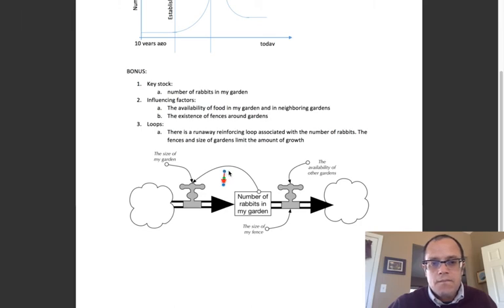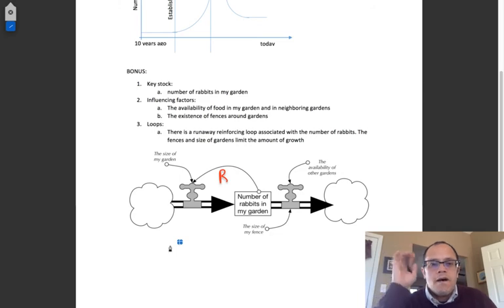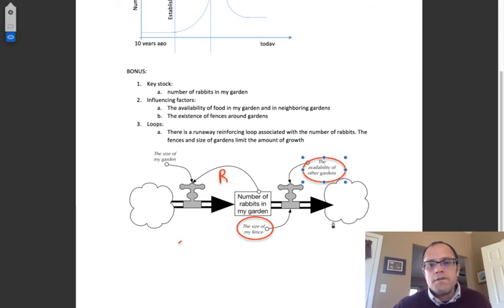So I'll make it, oops. Label that as such. And you can see the various influences on the diagram too. The size of the fence matters. The relative availability of gardens down the road, the size of my garden, we know that they will influence the flow through the various valves that fill up and empty this particular stock. Okay?